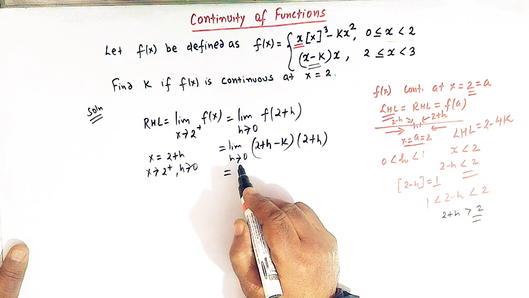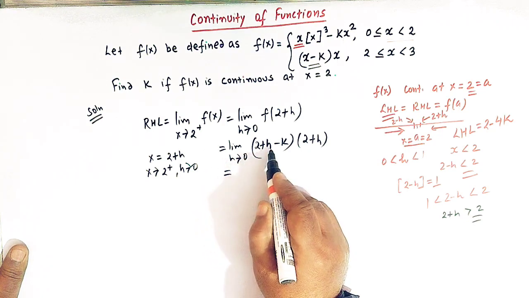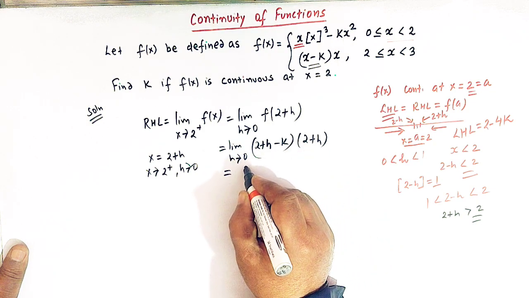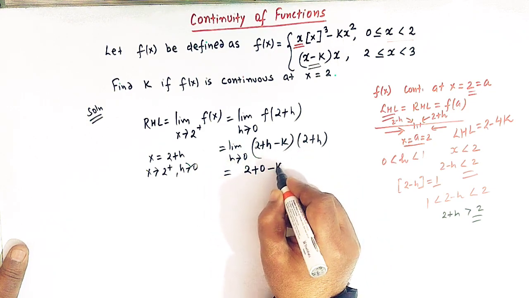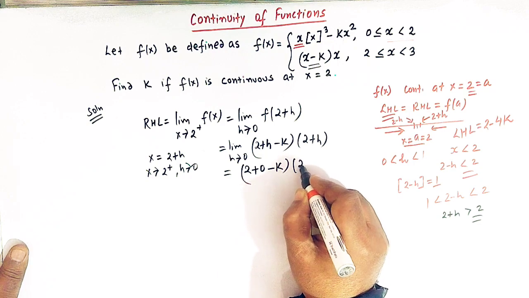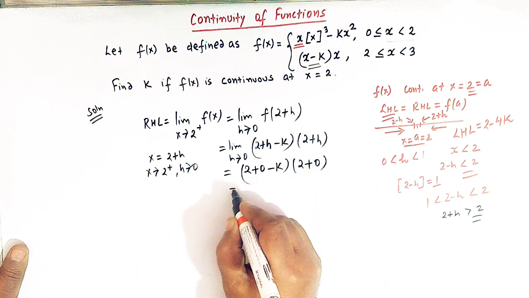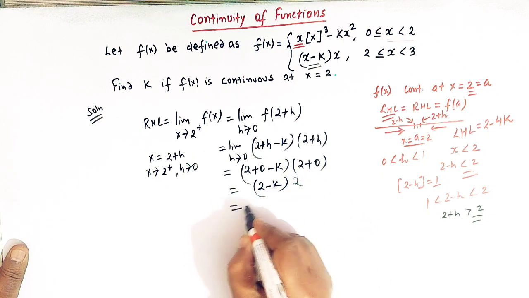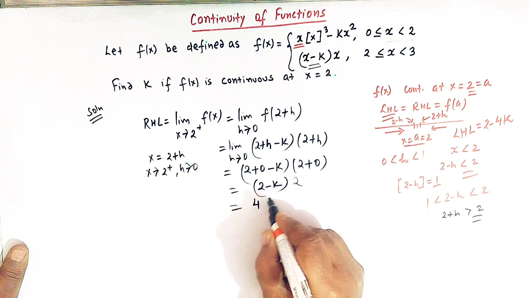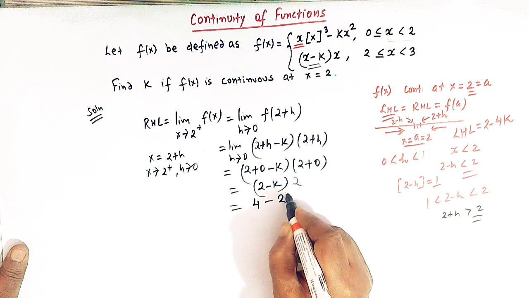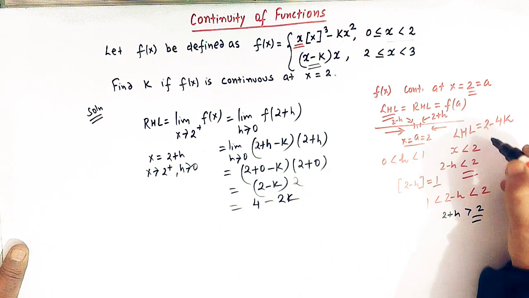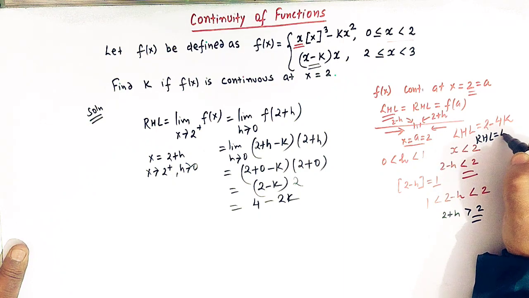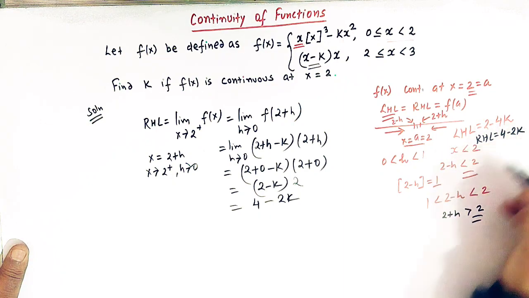So now we have to simply substitute h is equal to 0 in order to calculate this limit. So we have 2 plus 0 minus k, and here we have 2 plus 0. So this is 2 minus k, and here we have 2. So this is 4 minus 2k. So now the right hand limit is equal to 4 minus 2k.